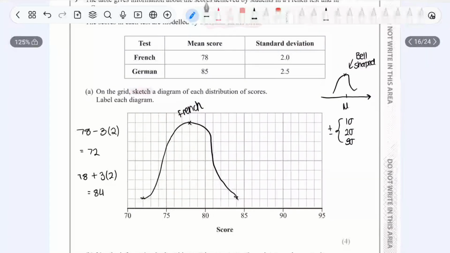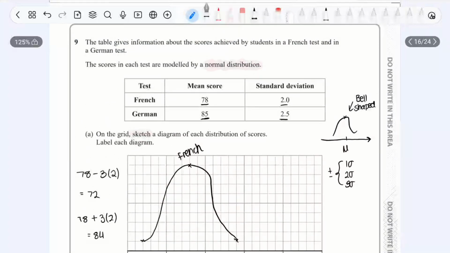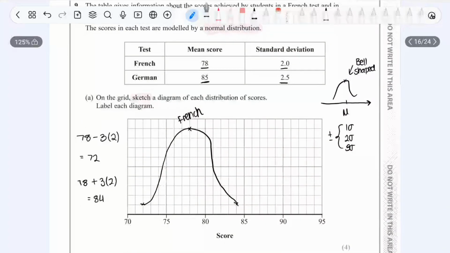And now we need to look at German. Now German has a higher mean score, 85, compared to the 78, but its standard deviation is higher as well. Standard deviation measures the spread of the data, and it's a good way of measuring how diverse a data set is. Now, if the data is more spread out, it will have a higher standard deviation.